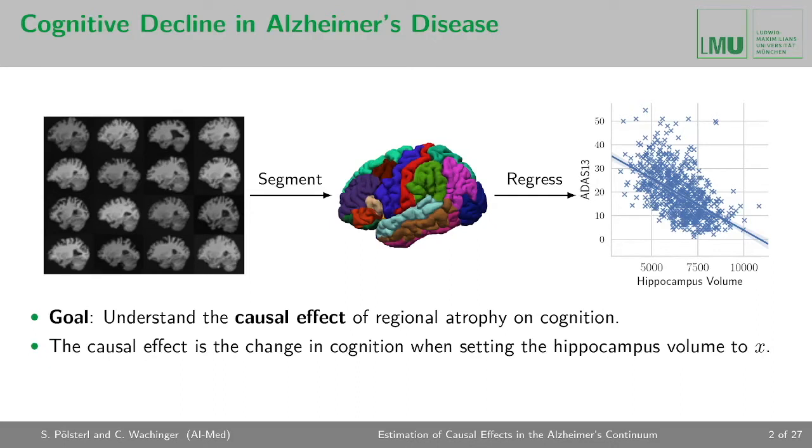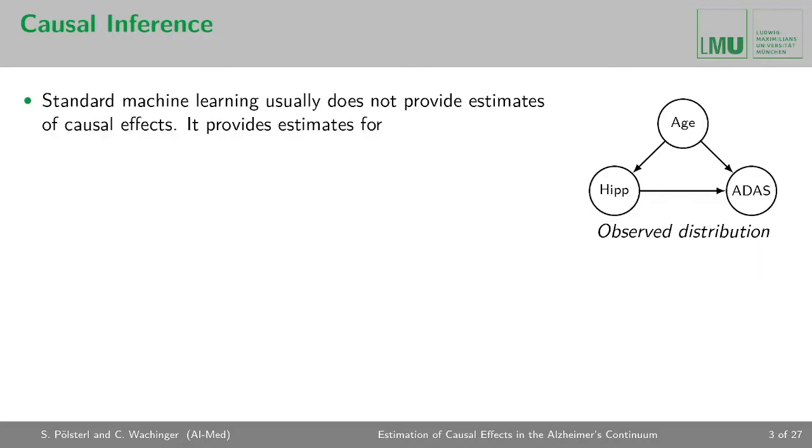However, this would only provide us with a measure of association, but what we really want is a measure of causation. In particular, we would like to answer what-if questions. For example, what is a patient's cognitive score would the hippocampus volume be X instead of Y?